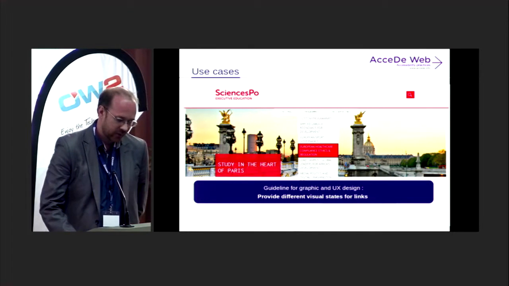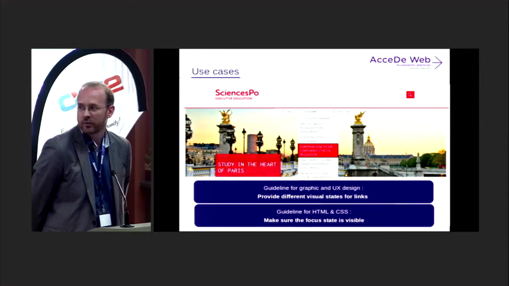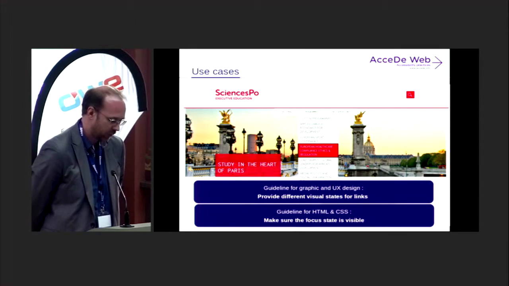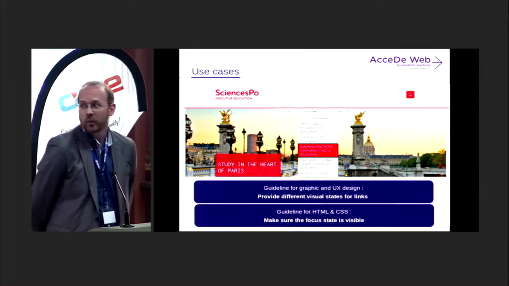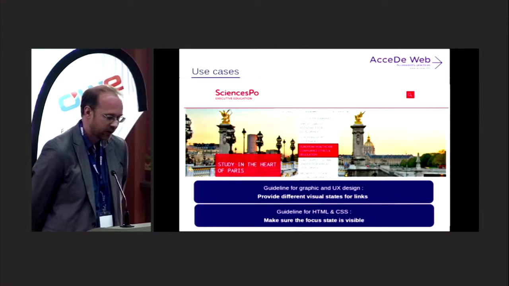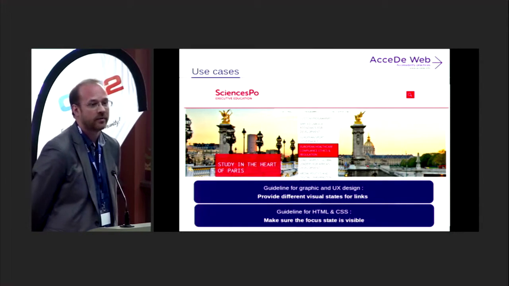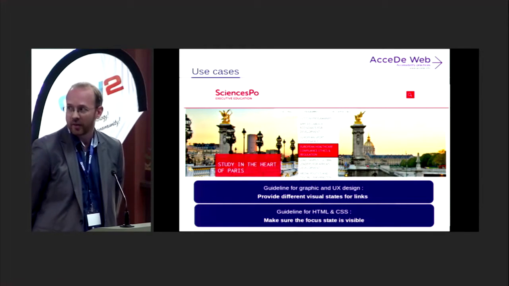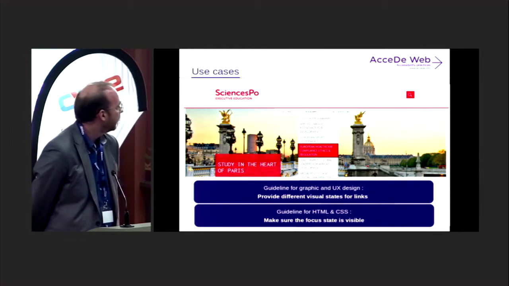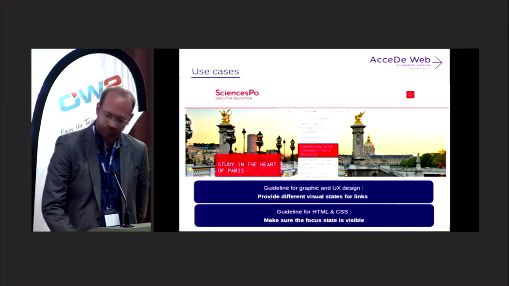And on the second guideline, the one for HTML and CSS, we asked the front-end developer to make sure that the focus state is visible. So we make sure that this rule will be followed by two guidelines, and when the developer gets the mockups, the graphic design, he already has the state, so he doesn't even have to think about how to make it visible. It was already taken care of in the last stage of the project.